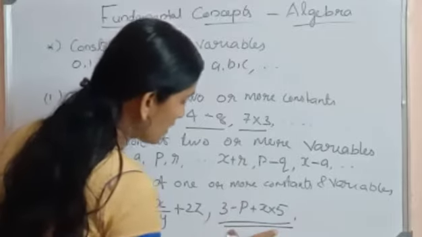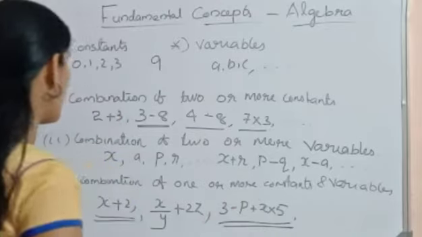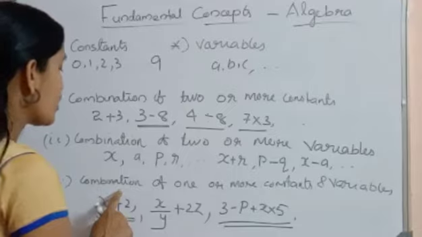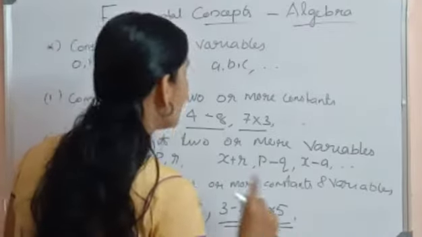Therefore, we can say that this is also an example of a variable. So from the property of all these terms, we can say that the combination of one or more constants or one or more variables is again a variable.